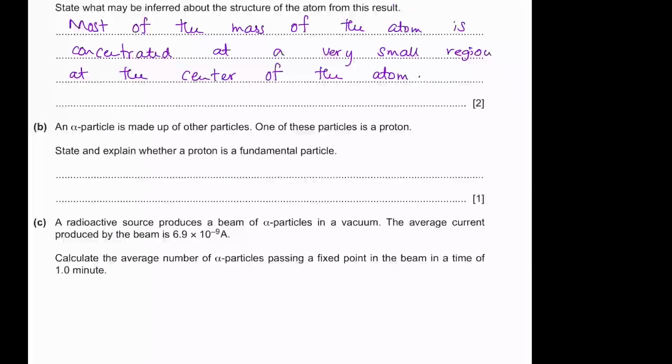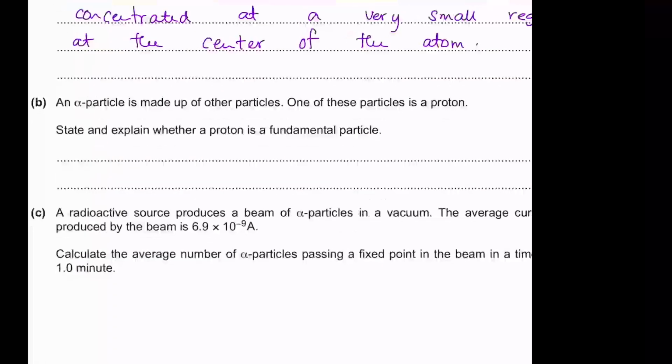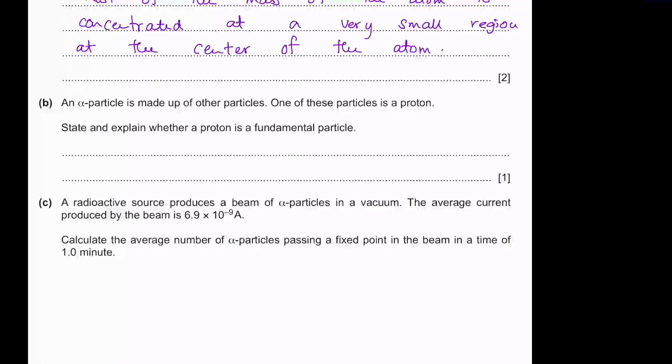Alpha particle is made up of other particles. One of these particles is a proton. Alpha particle is made up of whatever? Two protons and two neutrons. State and explain whether a proton is a fundamental particle. Is it? No. Why not? It's made of quarks. It is made of quarks. Yes, correct. Same meaning. Right.